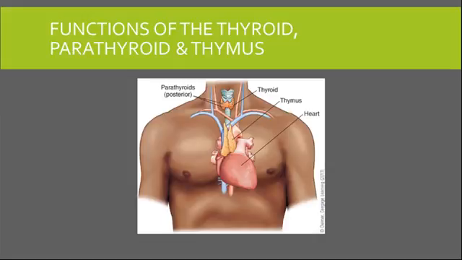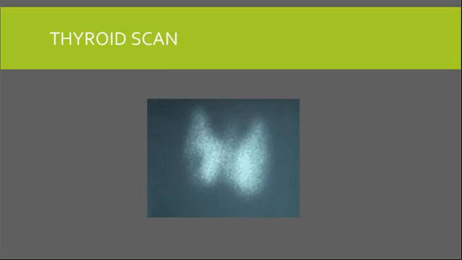The thymus secretes the hormone thymosin. There's one exam I want you to be aware of known as a thyroid scan. It is considered a nuclear medicine study. So it's a test in which a radioactive substance is administered and then an image of the spatial distribution of that radiation is taken. And here we're seeing the image of the thyroid gland, and you can kind of see that bow-shaped appearance.